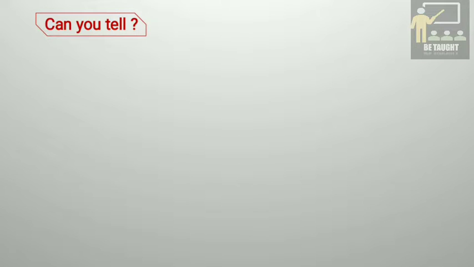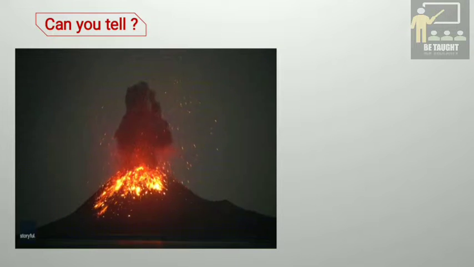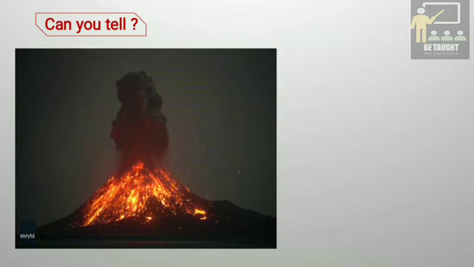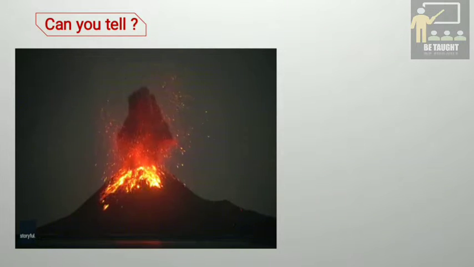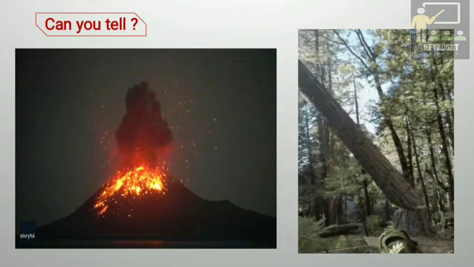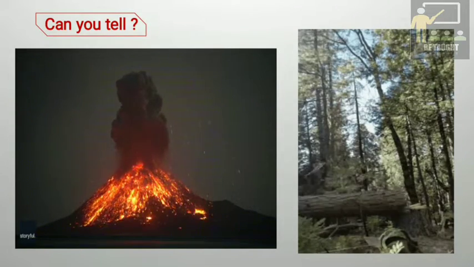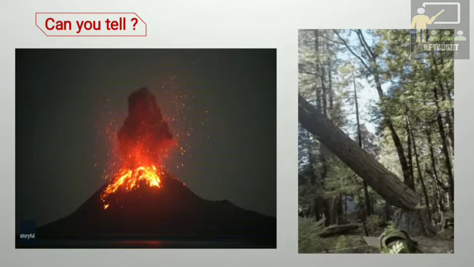Now children, can you tell which frightening natural events can be seen in the picture? Yes, in this picture we can see that it's a volcanic eruption. In the next picture we can see that the trees are being cut down, so that is known as deforestation.